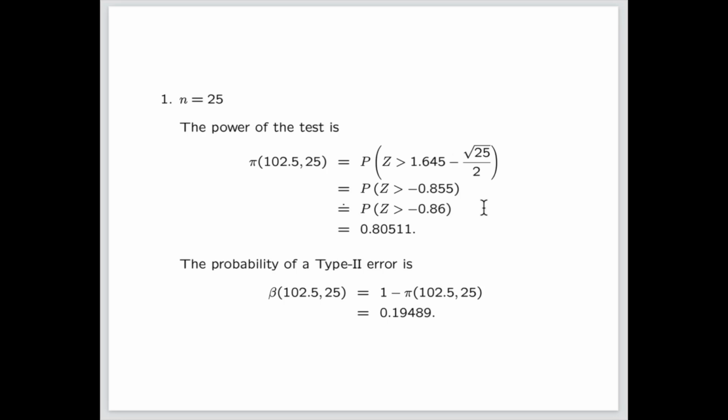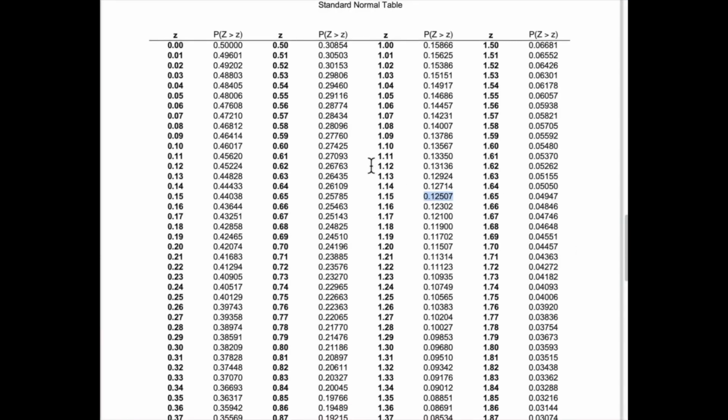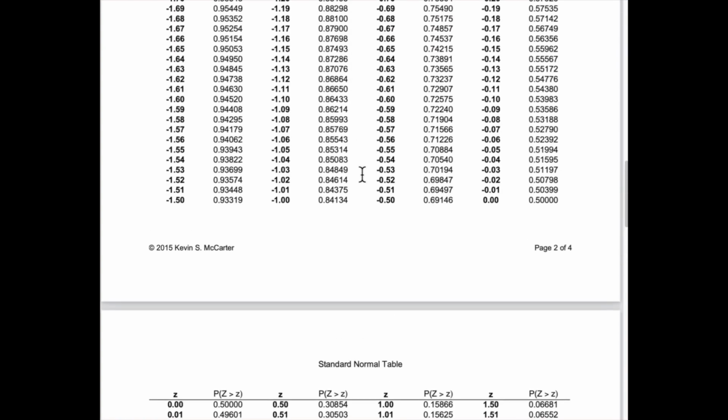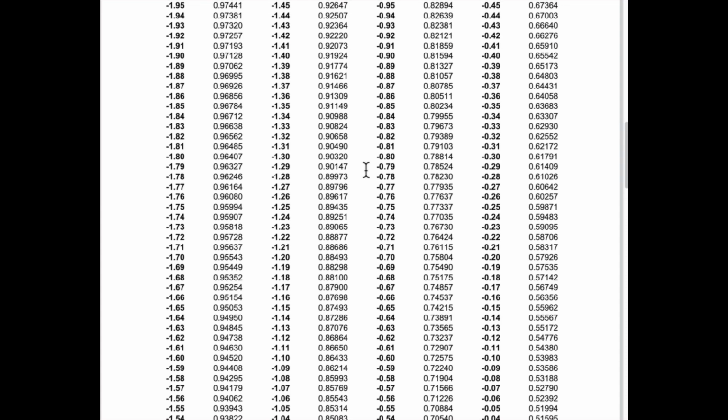Now, when we look that up in the standard normal table, negative 0.86, all right, so let's scroll up here, negative 0.86, we get 0.80511.